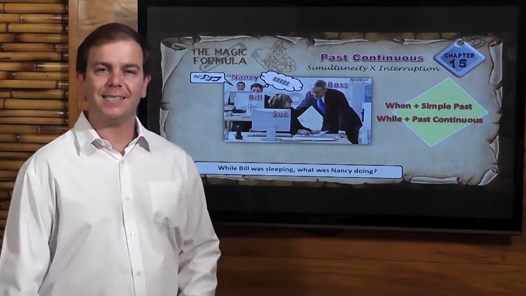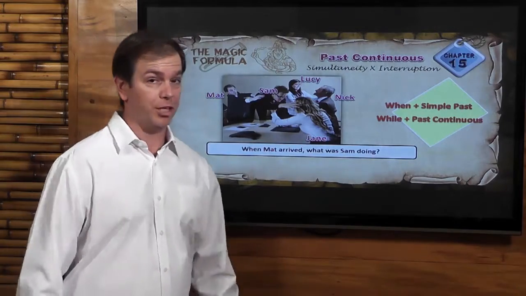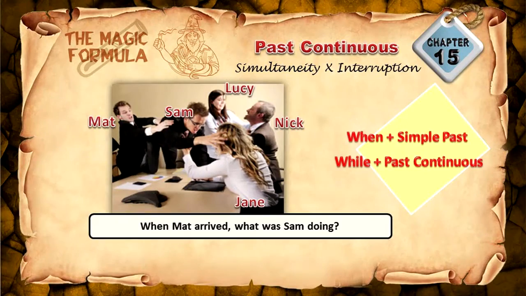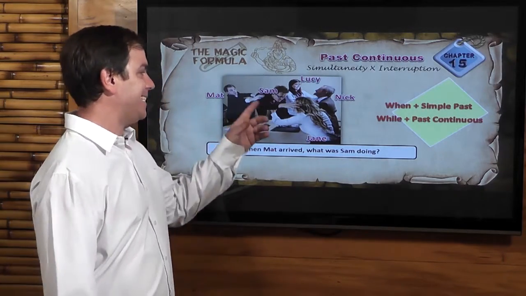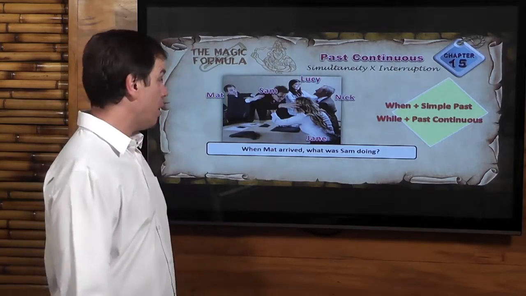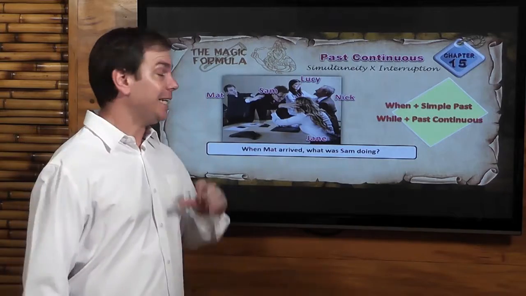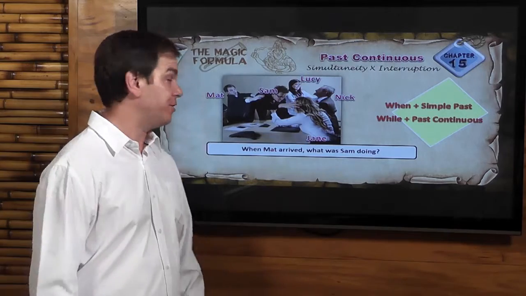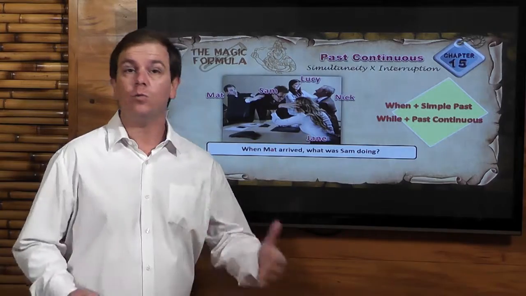Let's move on and let's see a different situation now. So now we have a different picture. It's also people working. Well, I don't know if they're really working, but let's see what's going on. When Matt arrived, what was Sam doing? So let's invert the order so that we can have interruption in that case. Sam was attacking Jane when Matt arrived. So as you can see, Matt's action interrupted Sam's action. So by the time Matt arrived and grabbed Sam, Sam's action of attacking Jane was interrupted.